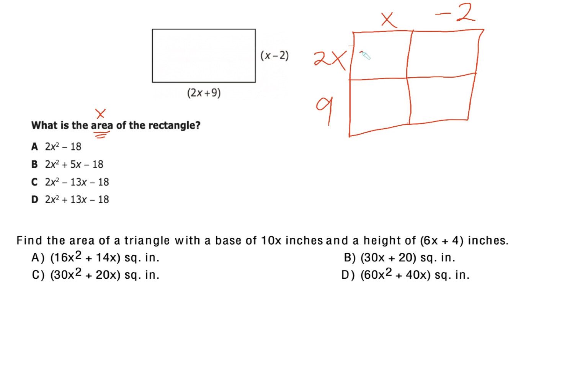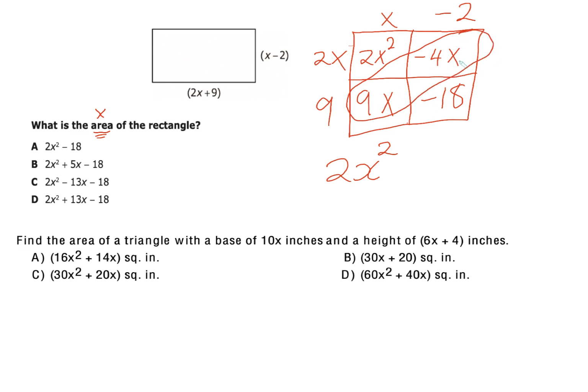2x times x is 2x squared. 2x times negative 2, negative 4x. 9 times x, 9x. And 9 times negative 2, negative 18. I keep my first term, which is 2x squared. I combined my middle section. The signs are different, so I subtract to get 5x, and I keep the sign of the larger, which will be a plus. And then the last thing, just add my minus 18. So I'm looking for 2x squared plus 5x minus 18, and that is B.